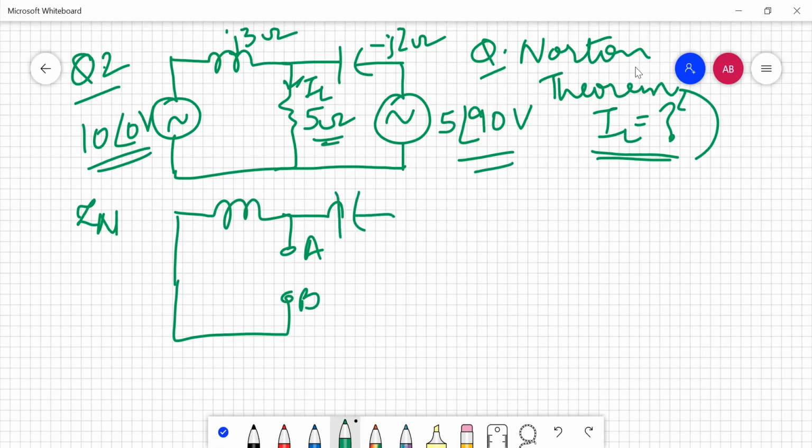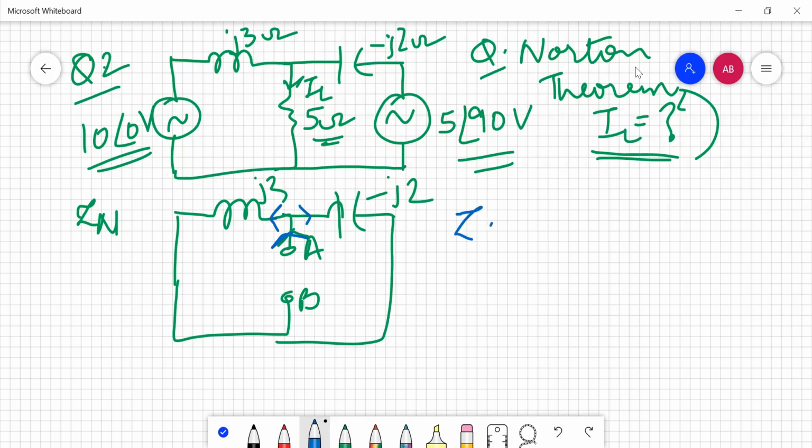This is my capacitor here and this is the short, so this is minus J2 and this is J3. When the current goes from a terminal to inside this, it will get divided into two. That means my Zn will be the parallel combination between J3 and minus J2. So now let's solve the parallel combination.